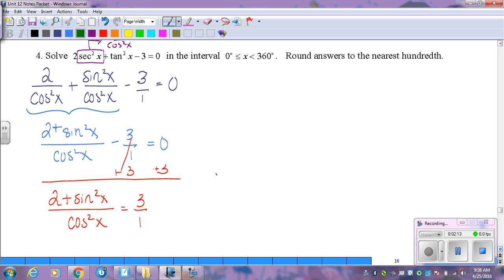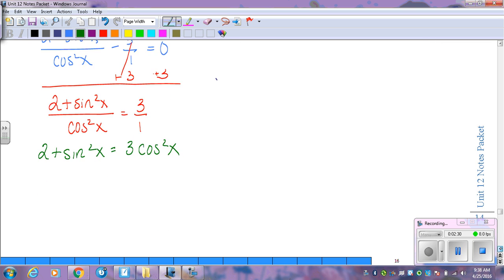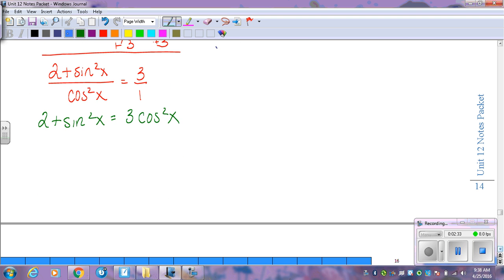So I am now going to cross multiply, and if I cross multiply times 1, that isn't going to change anything. So 2 plus sine squared x is equal to, cross multiply the other way, 3 cosine squared x. Now we started out with 2 different functions, and I still have 2 different functions, but what I can do is replace my sine squared with 1 minus cosine squared x. That's one of my Pythagorean identities.